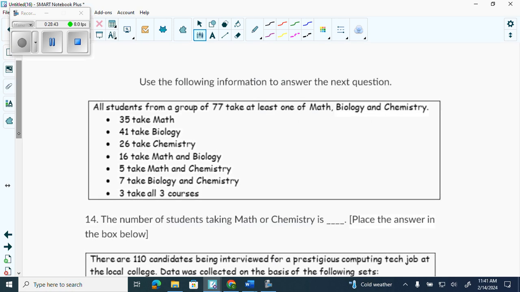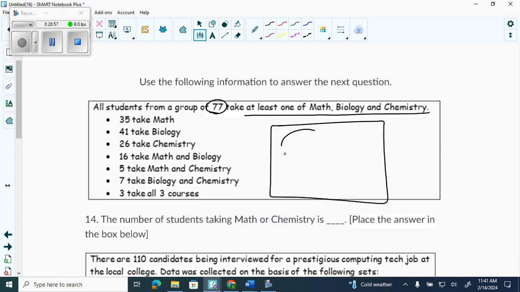14. All students from a group of 77 take at least one of math, bio, or chem. What does that indirectly tell us? On the outside, we have a 0. Yeah, there's no one on the outside. So, 3-circle Venn. You can put 1 circle on the top, 2 on the bottom, or 2 on the top, 1 on the bottom. Doesn't matter. But it does matter that you label them correctly. So, math, biology, and by label correctly, I mean using the whole word.